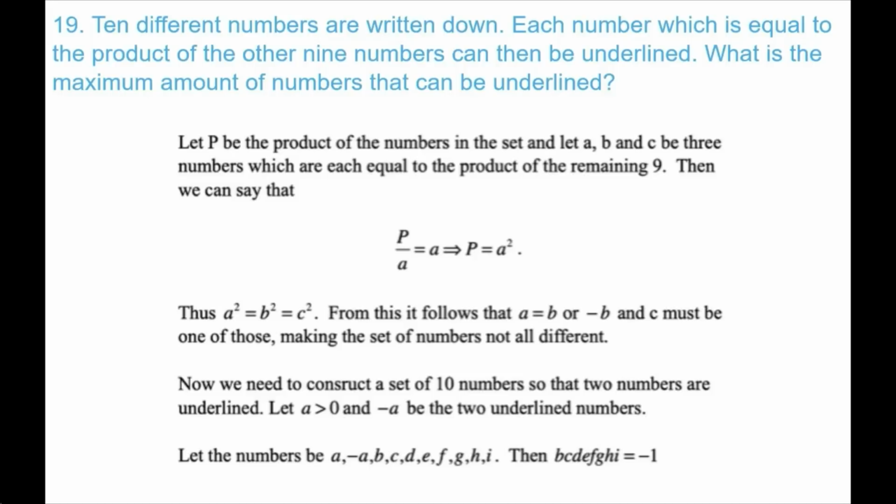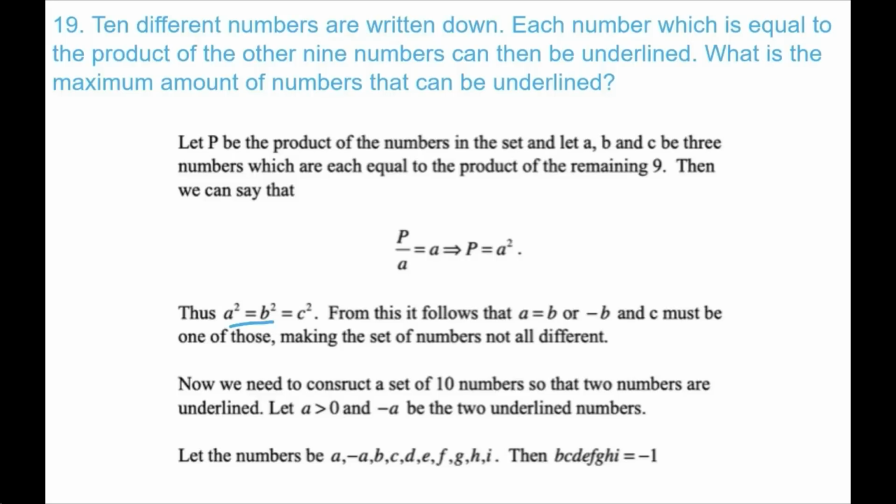So that means that A squared is equal to B squared is equal to C squared. From this it follows, just looking at this first equation, A is equal to B or negative B, and C must be one of those, making the set of numbers very similar. So now we need to construct a set of 10 numbers so that only 2 numbers are underlined. Let's say a is greater than 0 and negative a are the two underlined numbers.